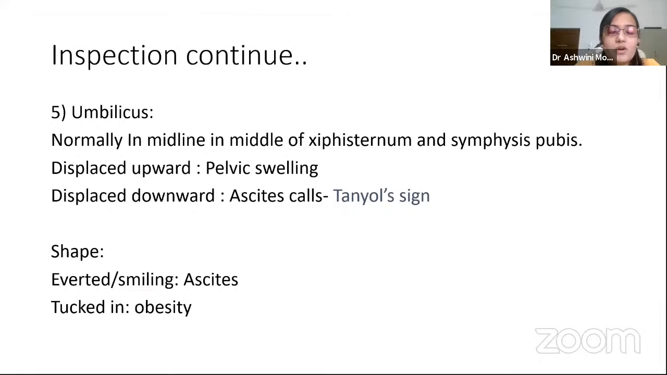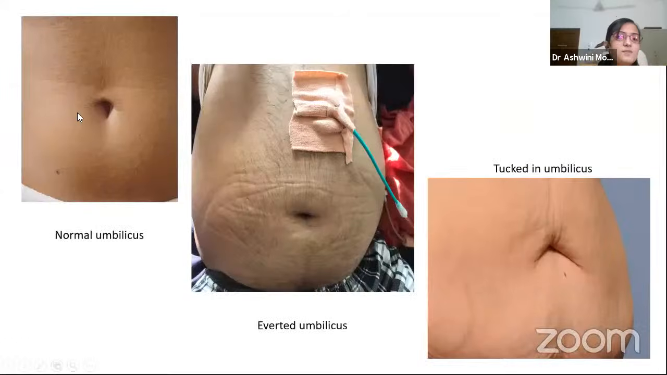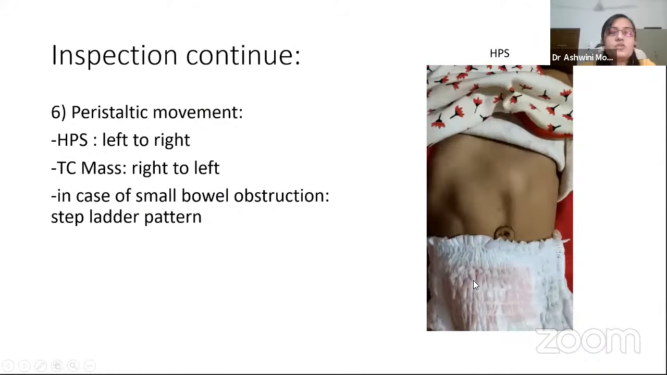But in the obese patient, they'll have this obesity and distension due to the fat. So their umbilicus will be a tucked in umbilicus. I have shown this picture. This is the normal umbilicus. Here, this patient is having ascites with a splenic abscess. We have put the pigtail in that patient, and he is having a stretched umbilicus, about to be an everted umbilicus. And this is the obese patient who is having a distended tummy like this only, but he is having a tucked in umbilicus due to the obesity.